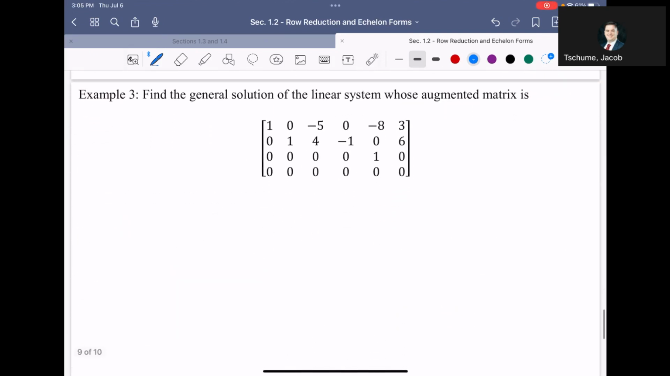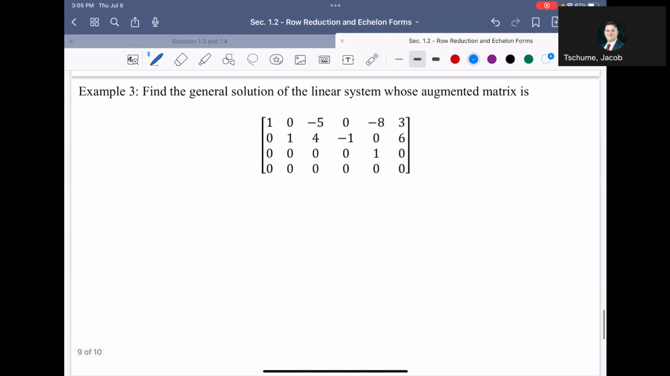All right. So what I want to show you here is a problem that I've already reduced most of the way for you, but I want you to find the general solution of the linear system whose augmented matrix is this. Since it says find the general solution, I want to identify the pivot positions because we're going to have to eventually put this into reduced echelon form.